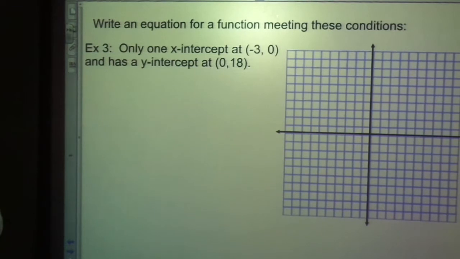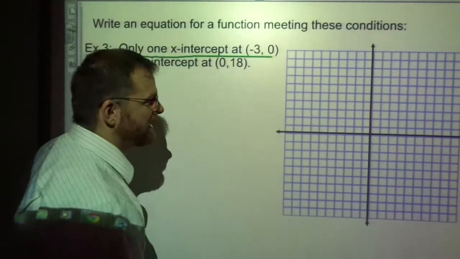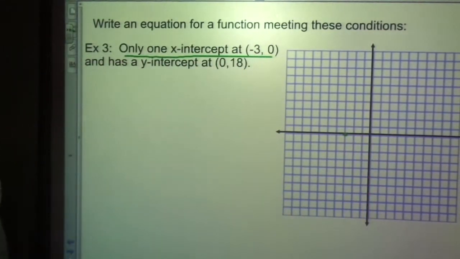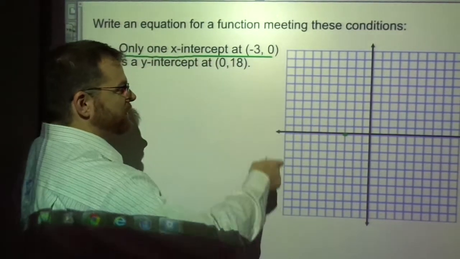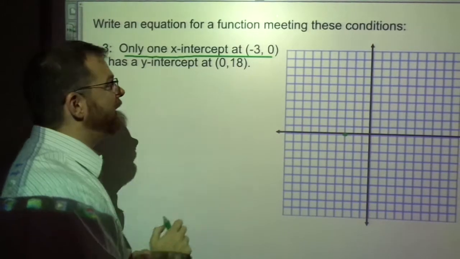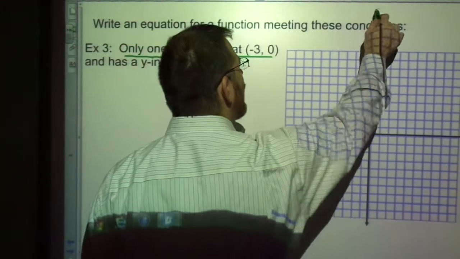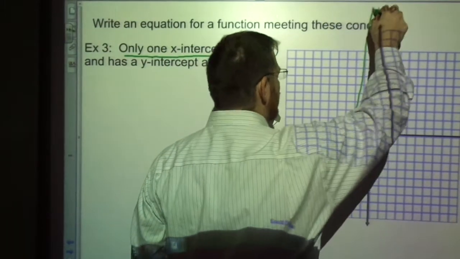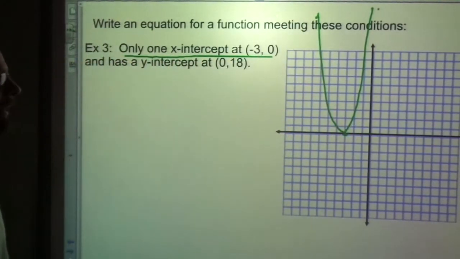Okay, last one. Same kind of idea. They want me to write an equation, but there's only one x-intercept at -3, 0. That means this is what we call a double root, where the parabola comes down. It doesn't cross and recross. It just comes down and kind of kisses the graph and goes back up. And it has a y-intercept of 0, 18, so way up here. My graph is going to come down, and it's going to do something like this. And it's just going to touch and go back up.